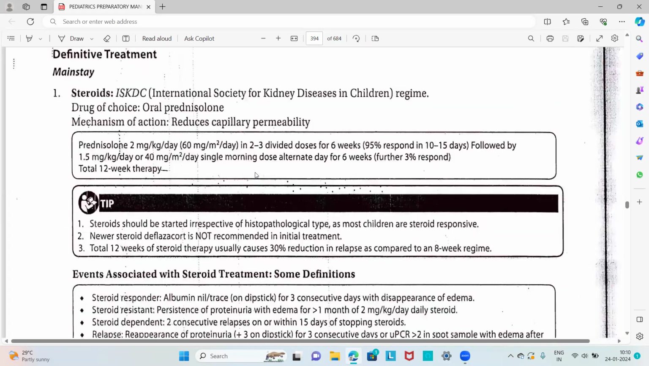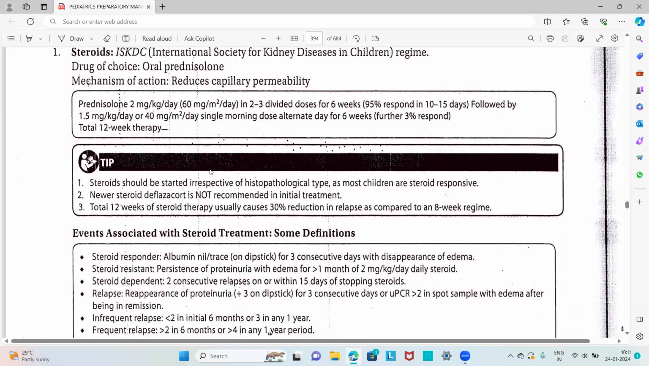Then we have to go for definitive treatment. The mainstay of treatment is steroids. The drug of choice is oral prednisolone. Its mechanism of action is that it reduces capillary permeability. Prednisolone is given 2 milligram per kilogram per day in 2 to 3 divided doses for 6 weeks, followed by 1.5 milligram per kilogram as a single morning dose on alternate days for 6 weeks. So a total of 12 weeks of therapy is the mainstay treatment of nephrotic syndrome.